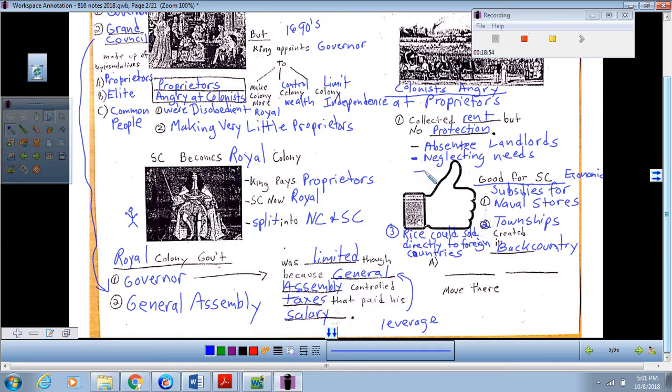Now, when there's townships created in the backcountry, this attracts more poor farmers that would not be rich plantation owners, but they would be farmers who grew mostly what they need to survive, called subsistence farmers, who grew what they need for their family to survive, and if there was a surplus, they sold it. They were not wealthy plantation owners. They were more of common people who were just trying to make a living.